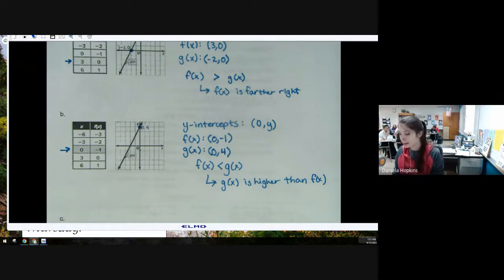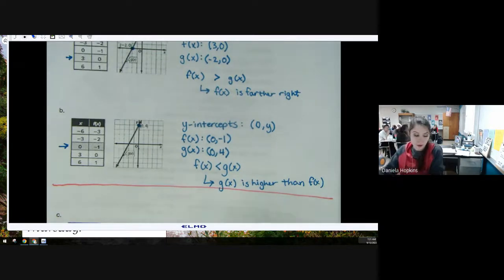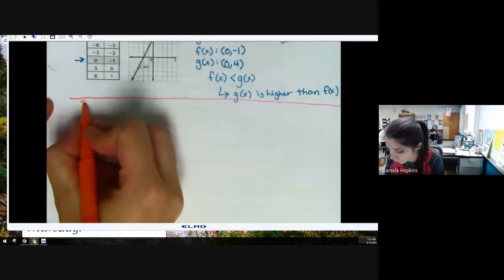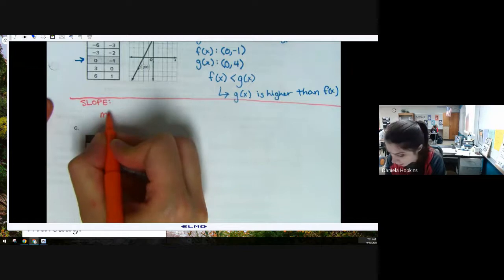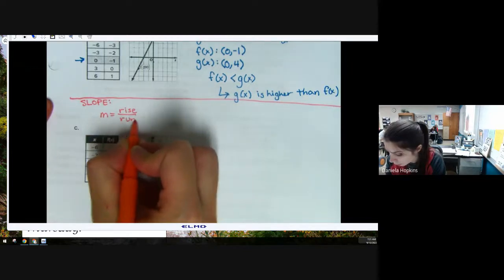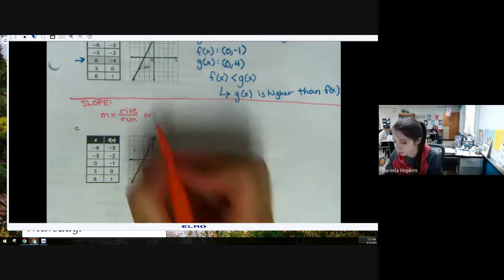All right, now the last thing to talk about and compare requires some review from Algebra 1 and geometry. Let's talk about slope. Does anyone remember the formula for slope? Okay, rise over run, so let's start with that. M equals rise over run. Or does anyone remember the specific coordinate formula for it? It's a fraction.